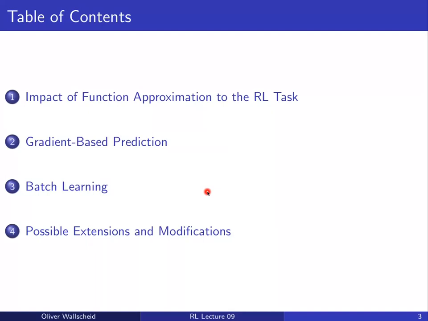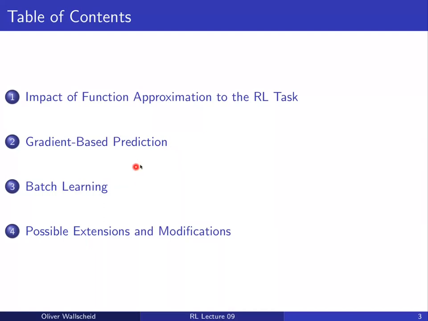After that preface, what will be the agenda of today's talk? First, we will discuss, in a more general way, the impacts of function approximation on the reinforcement learning task, because this is really a paradigm shift coming from the tabular approach. Then we will get to know solution methods which use function approximator tools in order to do prediction, and we will use gradient-based solution methods here.